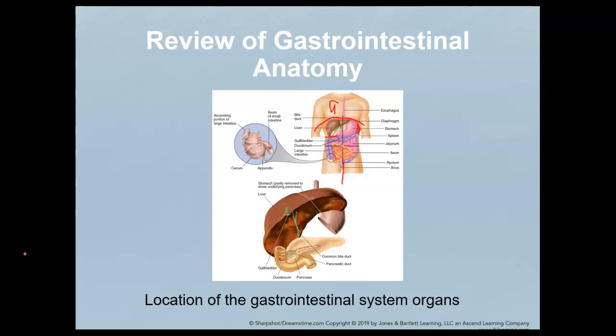Your large intestines again have a lot to do with digestion, and as it continues on, it will fill out and finalize the digestion, and then allow for the excretion of the waste products. Okay, and that's a brief overview.